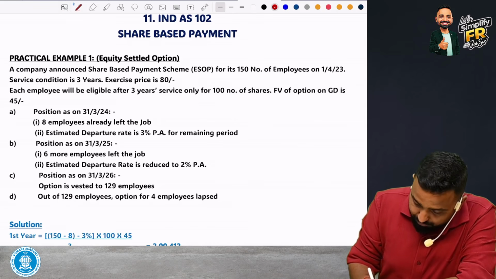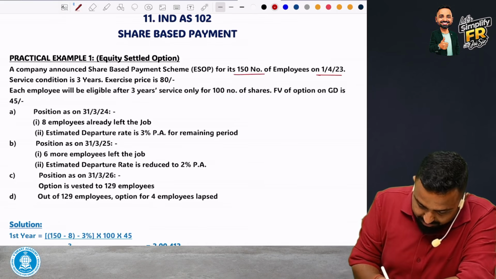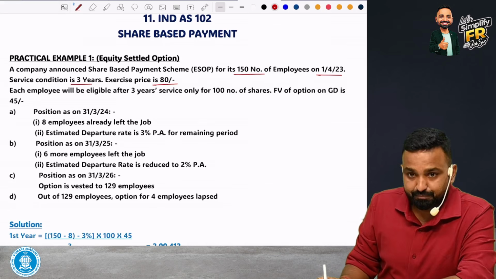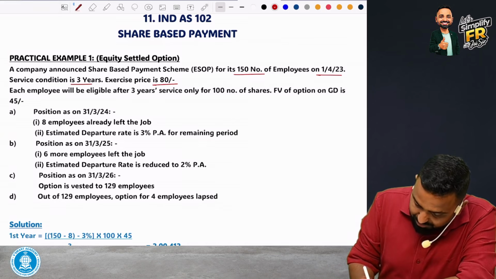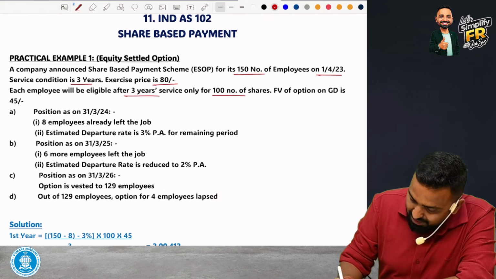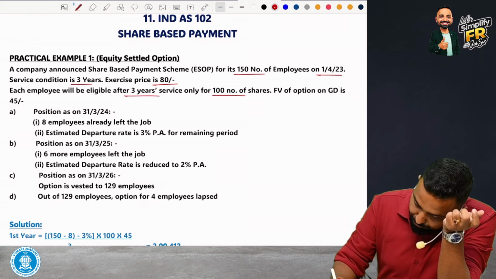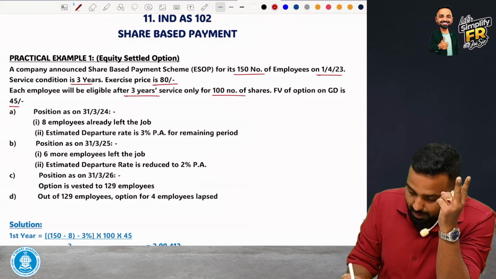Company announced share-based payment ESOPs for its 150 employees on 1/4/23. Service condition is 3 years. Exercise price is 80. Each employee will be eligible, after 3 years of service only, for 100 shares. 100 is fixed. Fair value of option on the grant date is 45. Fixed, but the number of employees is not fixed.